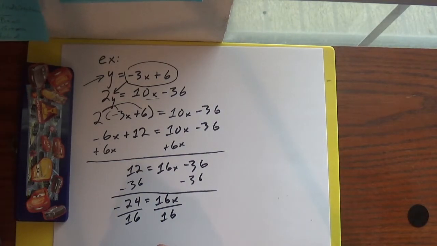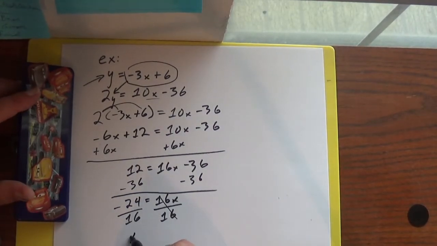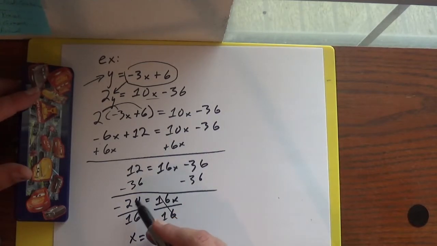Now, what's ugly about this is that it doesn't cleanly divide. So I'm just going to leave it like that. These cancel. X is, I guess I could pull an 8 out of it. So x is -3/2.